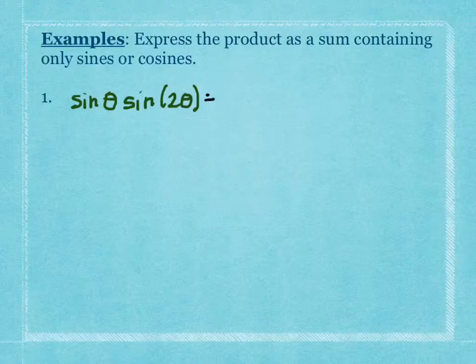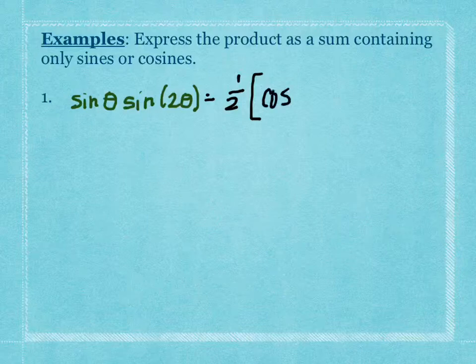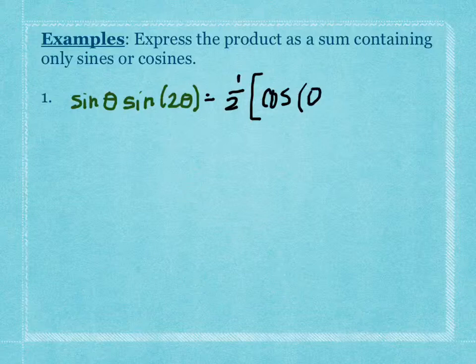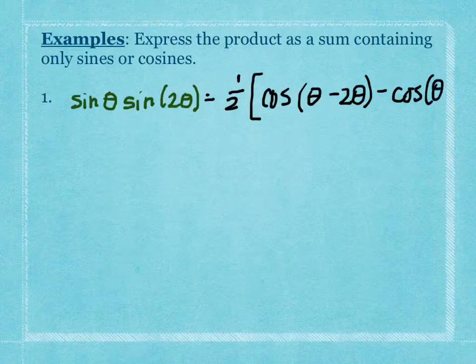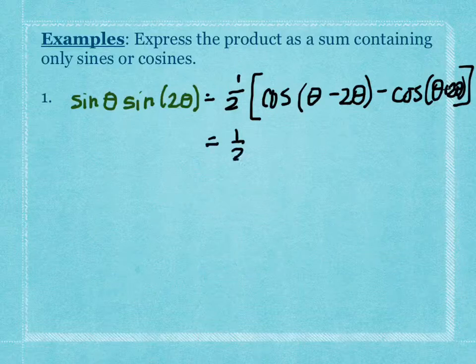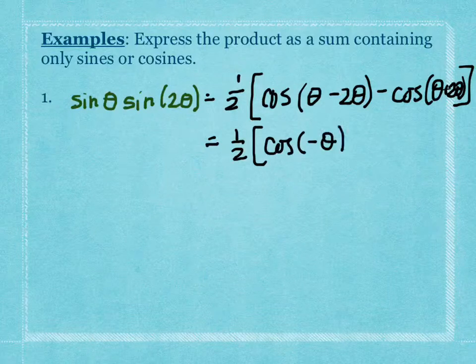So this is 1/2 times the cosine. And I'll do them in order, but you'll see very quickly that it doesn't much matter here. This is actually theta minus 2 theta. And then we have a subtraction sign. And then we have the cosine of the angles added, so theta plus 2 theta. All right, so we have 1/2. This is the cosine of negative theta minus the cosine of 3 theta.